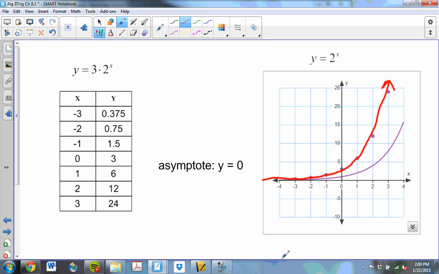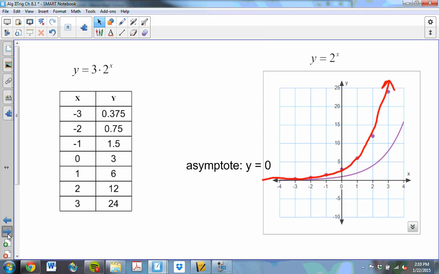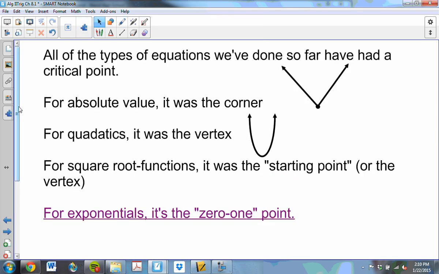Yeah, not bad. Exponential growth, an asymptote at y equals 0. We've covered lots of types of equations so far, and they all had some critical point. Some point where we would start from, or a point we would look for, or a point in the middle. With absolute value equations, it was this corner point.